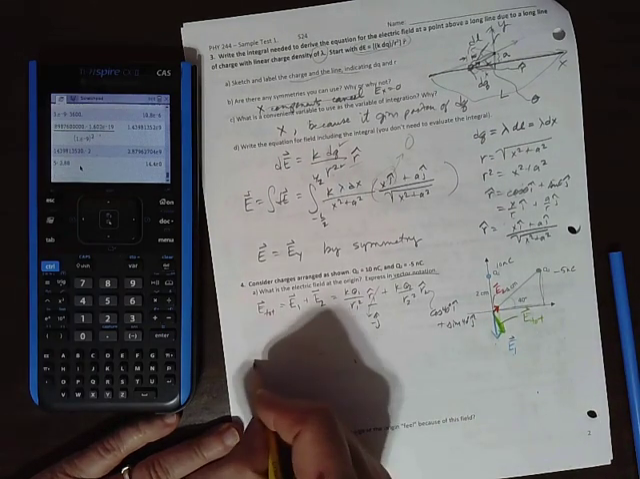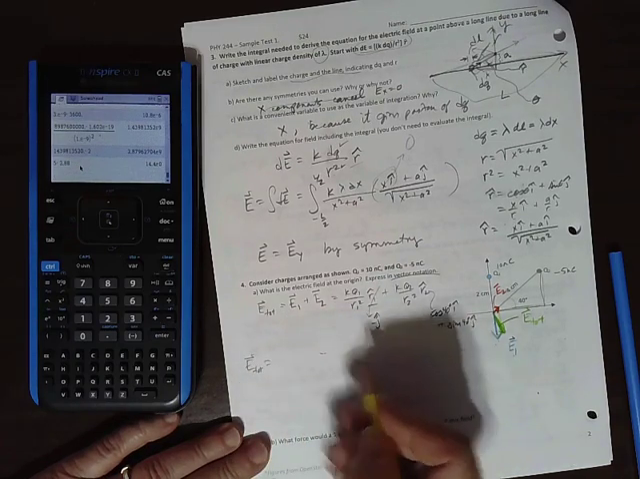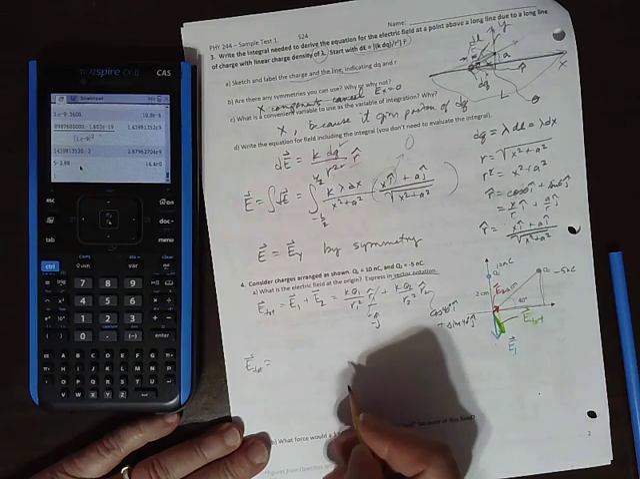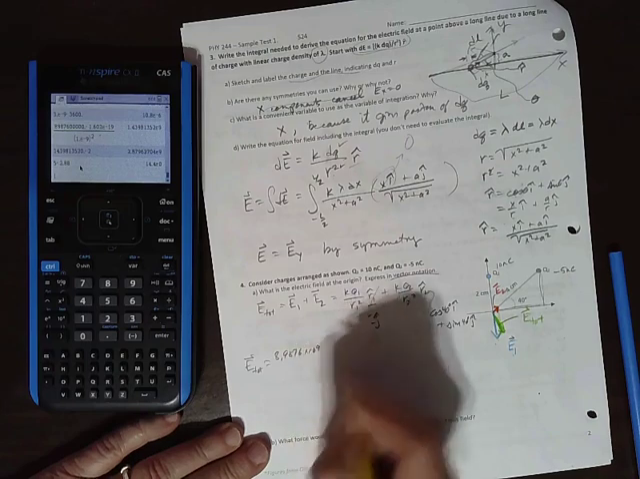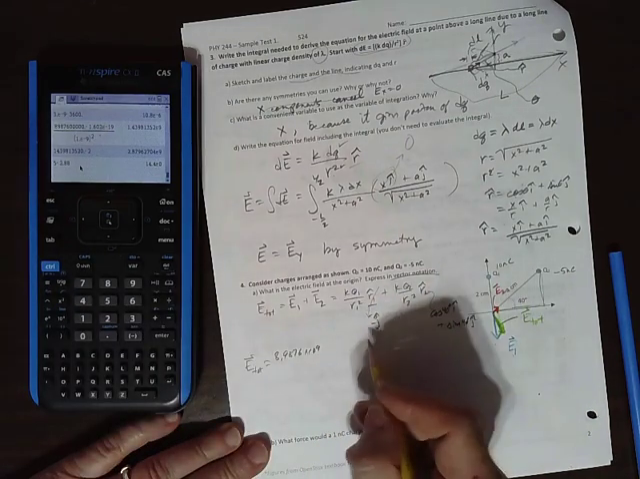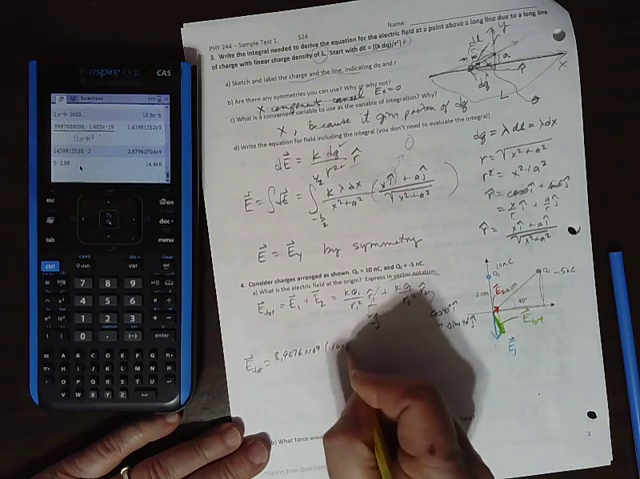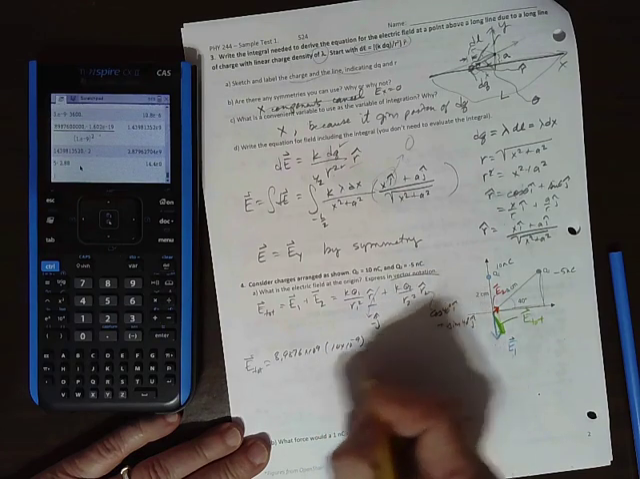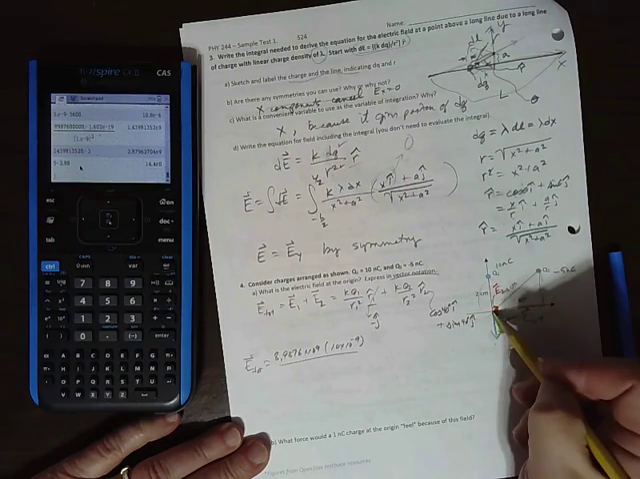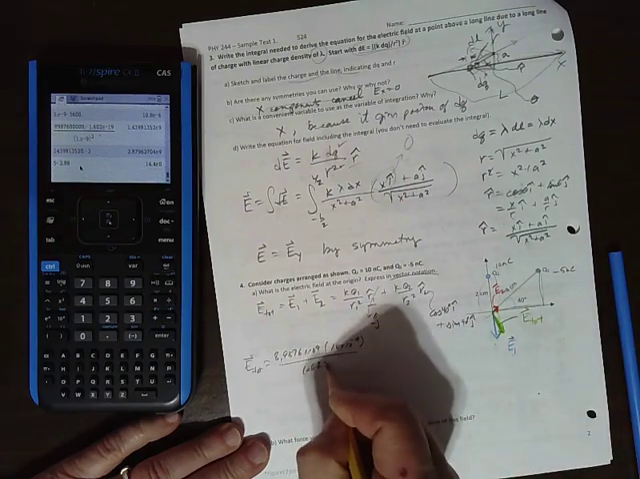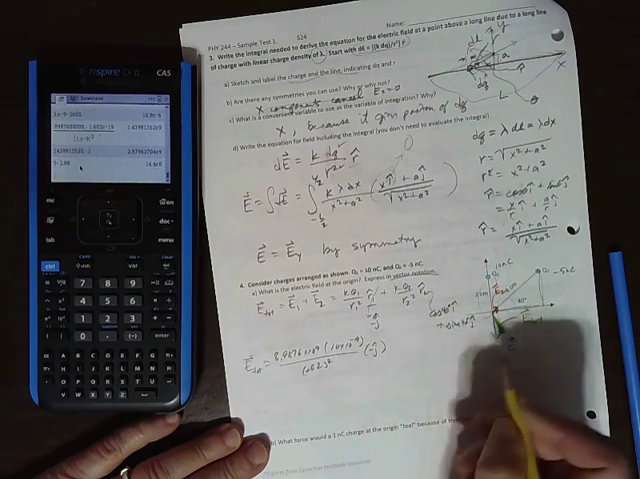Okay, so E total is equal to, I'm just going to do this one all at once, I guess. So 8.9876 times 10 to the 9th. We can factor that out, or we can put it in both. Q1 is 10 times 10 to the negative 9, divided by R1 squared. R1 is 2 centimeters, so 0.02 squared. And that one gets multiplied by negative J hat.